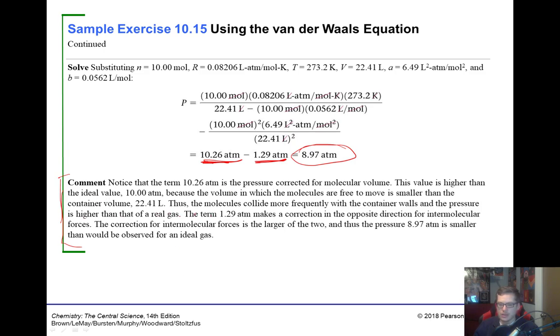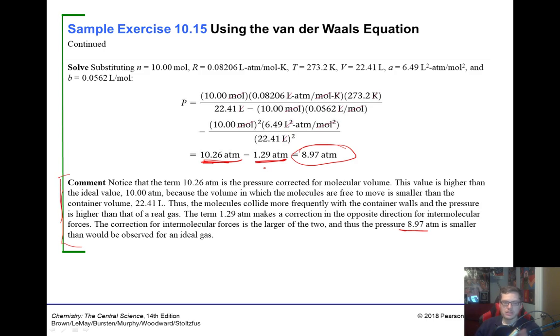Then they say the term 1.29 atmospheres makes a correction in the opposite direction for intermolecular forces. It makes sense that this should lower the pressure, because those intermolecular forces will be attracting one another, so the molecules will be going slower in general than what we are planning. So they'll hit the container walls less often. And because this correction for the intermolecular forces is the larger of the two, the pressure is 8.97, which is smaller than what would have been observed for an ideal gas.